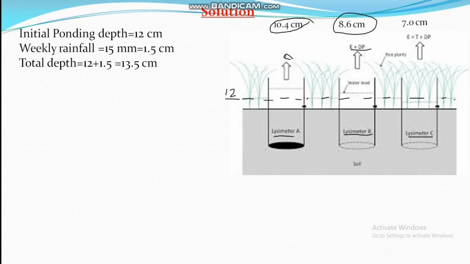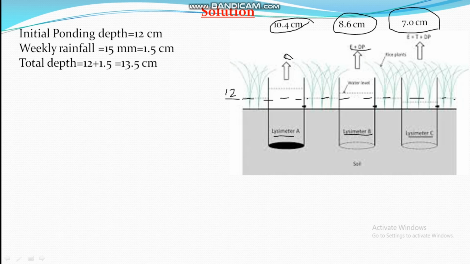Coming to lysimeter C, which has an open bottom and open top, and it's having plants, that means rice plants are there. Therefore, it is having all the losses: evaporation plus transpiration plus deep percolation. Everything will be there. So this one will be having the lowest water level, that is 7 centimeter. It's very clear cut. So the three lysimeters have 10.4, 8.6 and 7 centimeter water after 1 week, and rainfall of 1.5 centimeter.